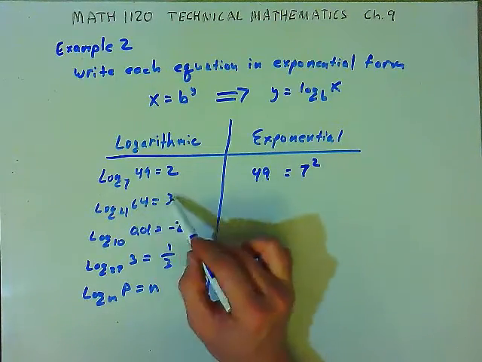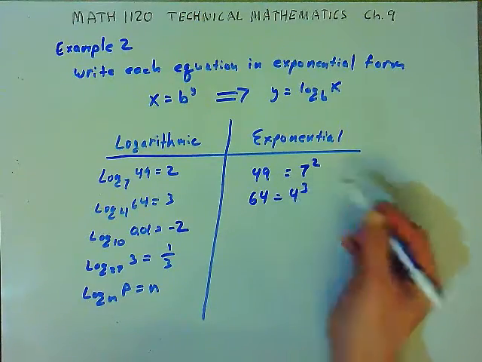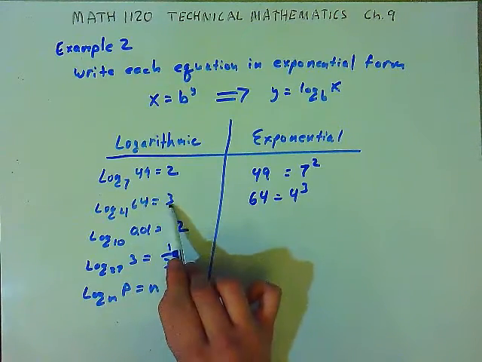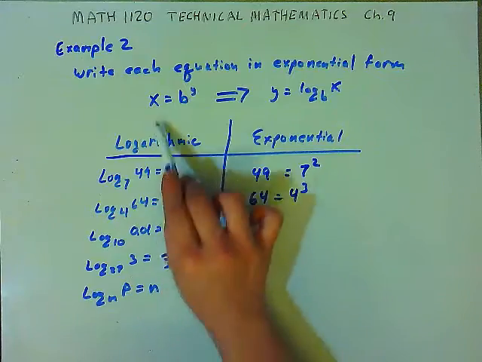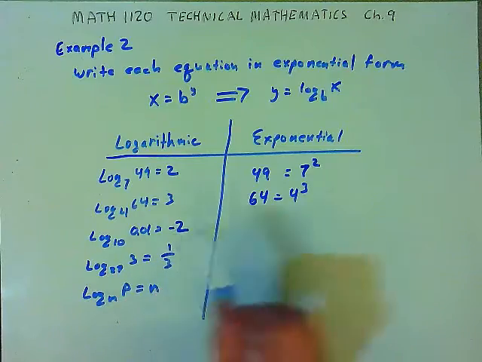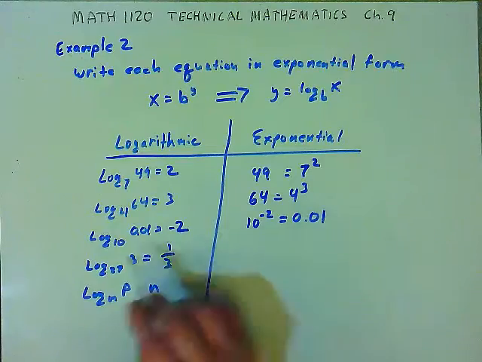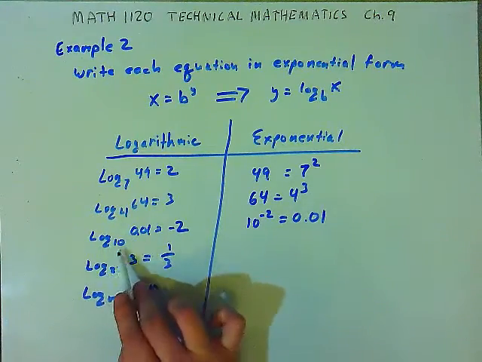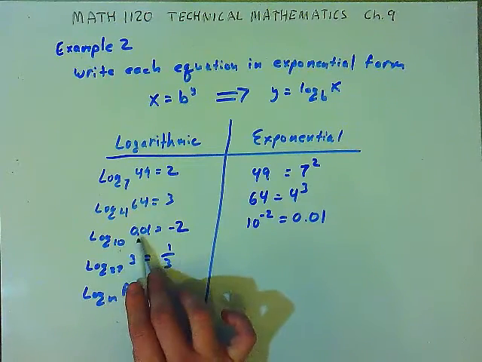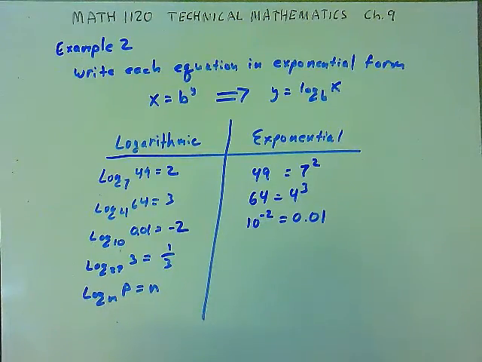So here we're saying that 4 to the third power is 64. Right? And so again, this is b, this is x, and this is y. And so I'm just rearranging those 3 numbers to match this form. Same thing here. This says that 10 to the negative second power must be equal to 0.01. So log base 10 of 0.01 is equal to negative 2. That's asking 10 to what power is equal to 0.01. The answer is negative 2. 10 to the negative 2 power is equal to 0.01.